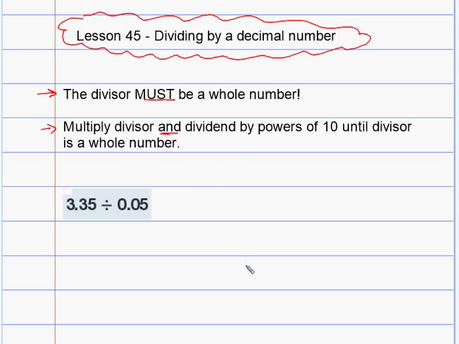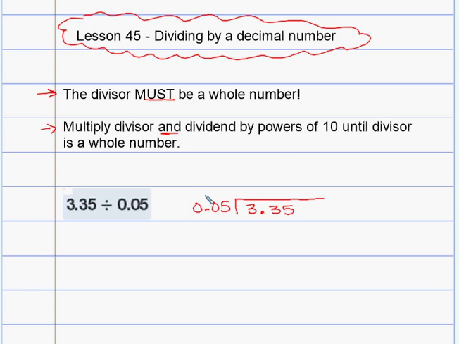So we're going to go through two examples today. We have 3 and 35 hundredths divided by 5 hundredths. So remember that the divisor goes on the outside of the box, and we are going to make our dividend 3 and 35 hundredths. Now, our divisor, this number here, is not a whole number. So we need to multiply by powers of 10 to make it a whole number.